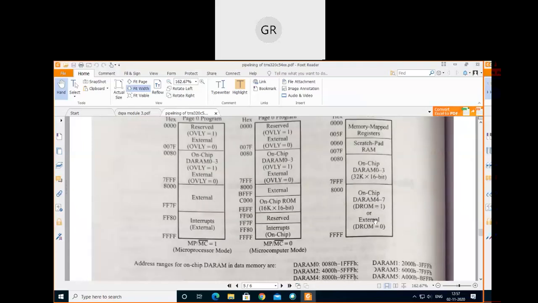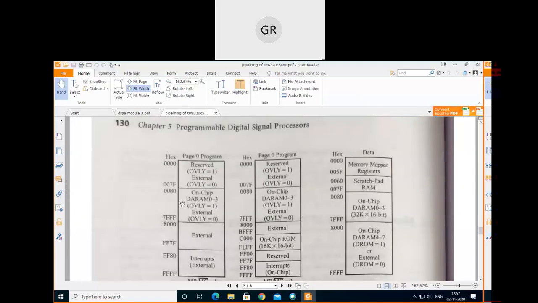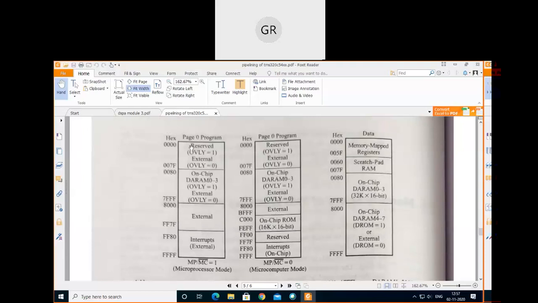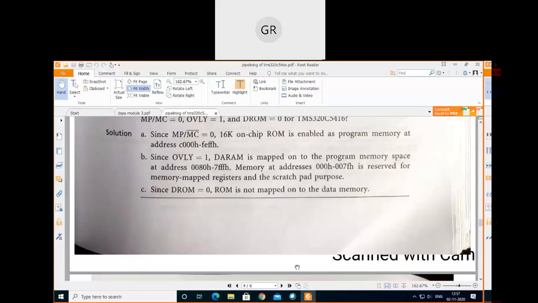This is when DROM equals 1 and DROM equals 0. These are the program memory: page 0 program. All this is reserved when OVLY equals 1 and external OVLY equals 0. Later we'll discuss that with an example. There are two modes here, microprocessor mode and microcomputer mode. When MP/MC bar equals 1, it's in microprocessor mode. When MP/MC bar equals 0, it's in microcomputer mode. Later we'll discuss some examples on that.